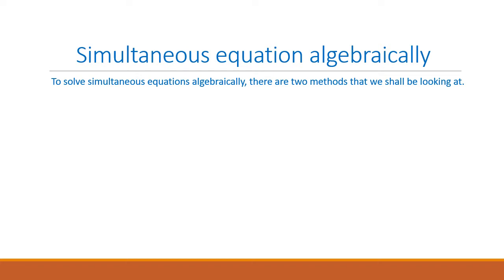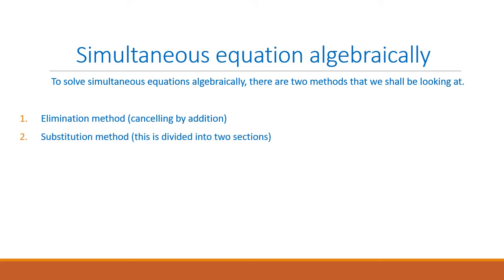To solve simultaneous equations algebraically, there are two methods that we shall be looking at. One of them is called the elimination method, but in the Sudanese book they call it cancelling by addition. The second one is called the substitution method, and this is divided into two sections. One is called cancelling by equivalence, and the second is called solving by substitution.